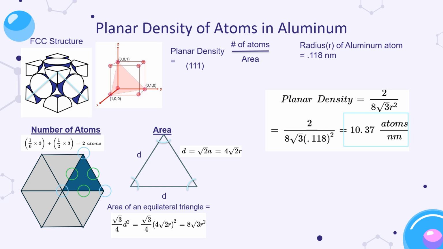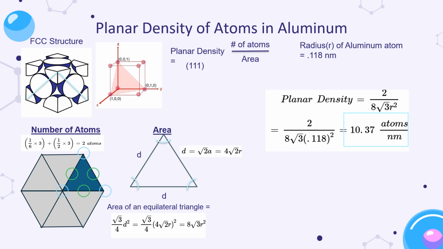2 atoms total. Next, if we look at the area of the plane, we see again the equilateral triangle with side lengths of radical 2a, which we set equal to d. We also know that a equals 4r based on our structure, so d is equal to 4 times radical 2 times r. We know that the area of an equilateral triangle is equal to radical 3 divided by 4 times d squared, and if we plug all of our numbers in, we get the area of this plane to be 8 times radical 3 times r squared.